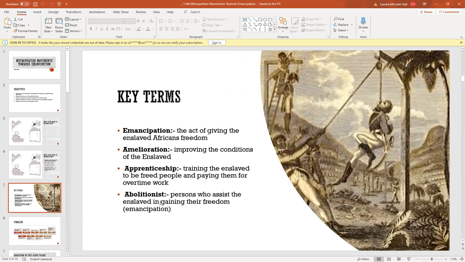Metropolitan, Emancipation, Amelioration, Apprenticeship, and Abolitionist. Now, Blake, what do I mean by Metropolitan? Davia Blake, what do I mean by Metropolitan?